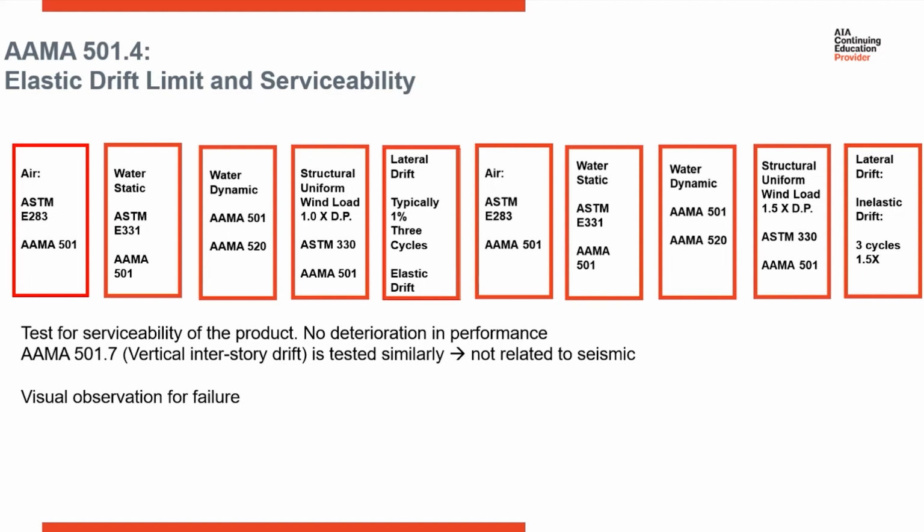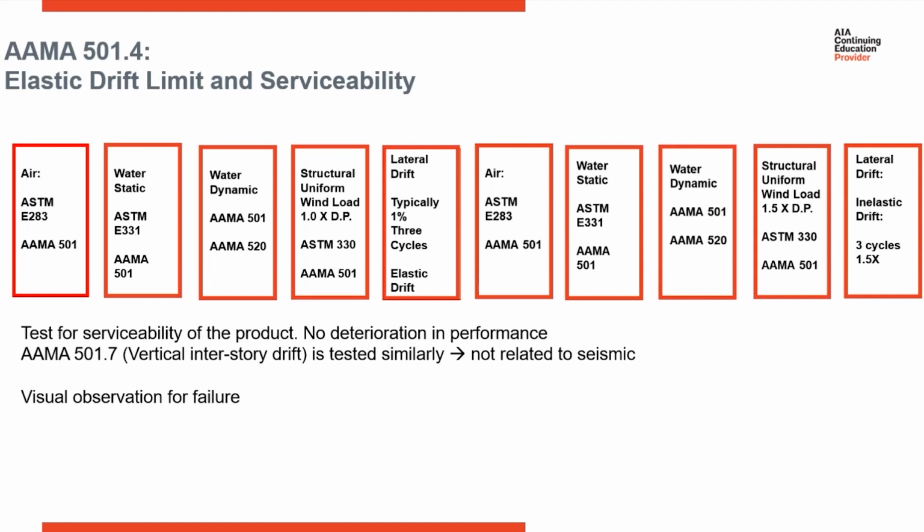So after that, you do air and water again, just to make sure that after experiencing that elastic drift, your current wall system still functions as intended and you still get the same water performance you did beforehand. Then you do your structural overload test as well as your inelastic drift, which would be 1.5%. So if your building again was 10 feet tall, if your story was 10 feet, then your inelastic drift would be 1.8 inches. So again, this is just testing for serviceability. You're looking for no deterioration of performance before and after seismic movement.